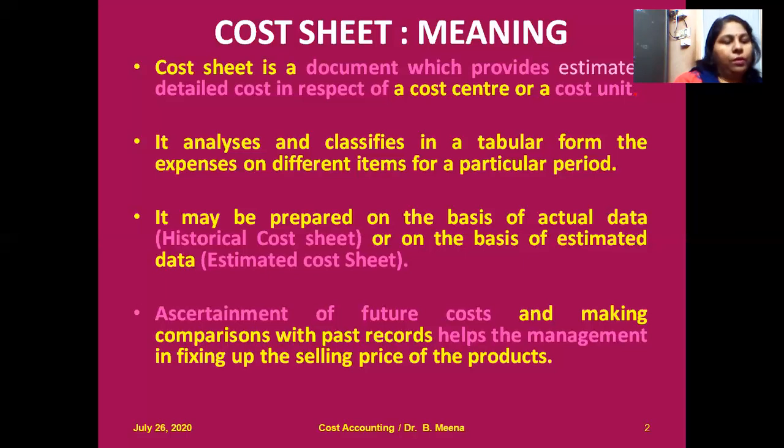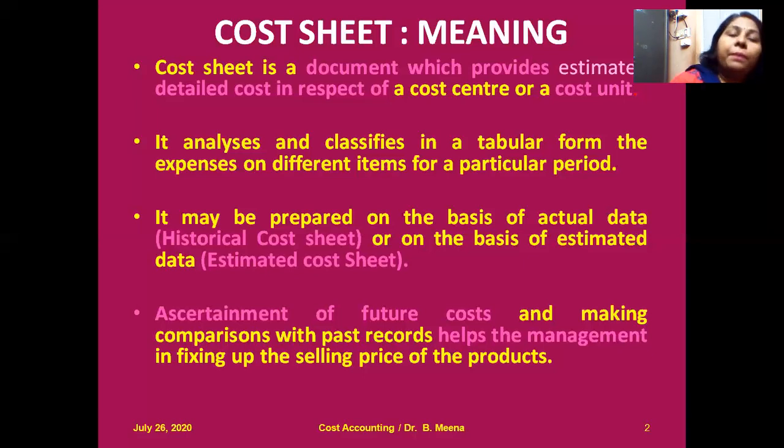So what is cost sheet? Look at the slide. Cost sheet is a document which provides estimated detailed cost in respect of a cost center or a cost unit. It analyzes and classifies in a tabular form the expenses on different items for a particular period. It may be prepared on the basis of actual data, look at the wordings I gave in the brackets, historical cost sheet, or on the basis of estimated data.